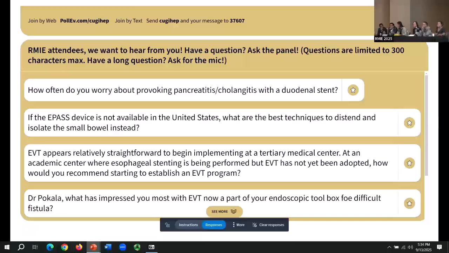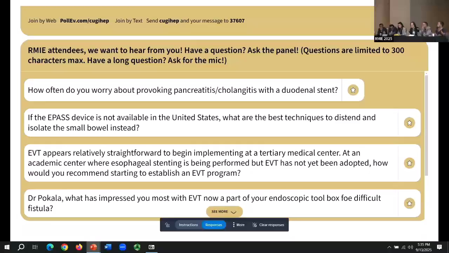The next couple of questions have to do with EVT. I think what I've been most impressed about with EVT is that we're often using it when patients have had failed esophageal stents or overlapping stents. And EVT has been really remarkable for a number of patients who are not candidates for surgery, and we've been able to heal their defects.